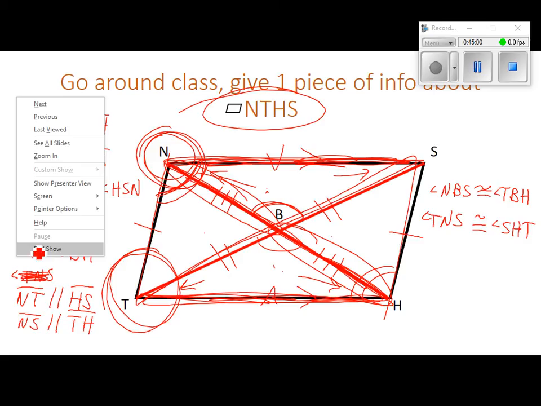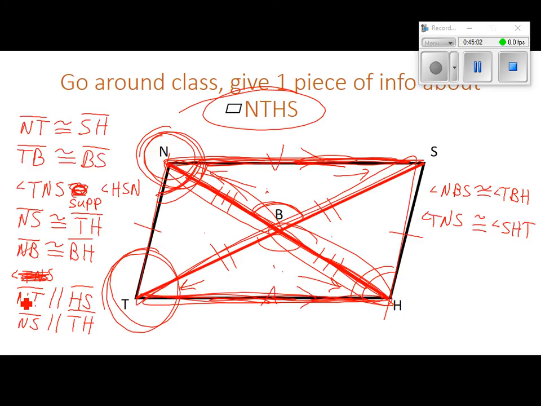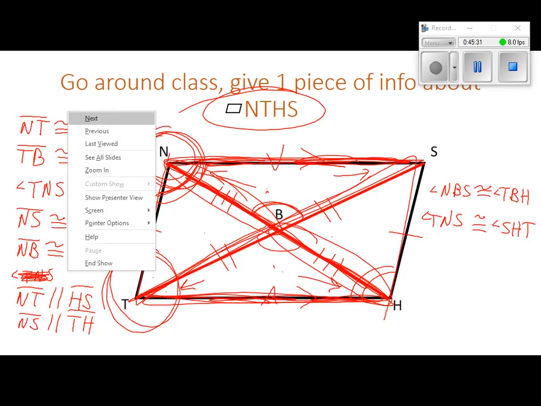Would the triangles be angle bisectors also? No. That's a good point. If this is our diagonal, does it bisect this angle? No. Does it look like it? No. If it's a parallelogram though, if it was a rhombus, then guess what happens? Yes, then it bisects. And we're going to talk about that when we get to the rhombus shape.